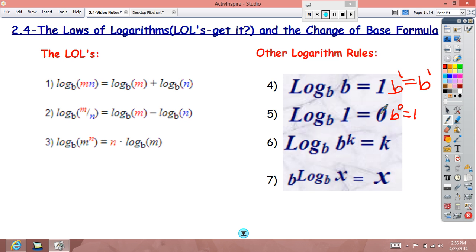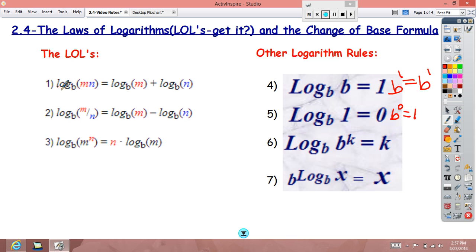In order to talk about 6 and 7, I'm going to talk about the LOLs first. There are 3 major laws of logarithms, and you'll see them in red and blue. You'll notice that in all 3 of these, they have the same base, b. The bases have to be the same in order for these to work. If the bases aren't the same, then this doesn't work.